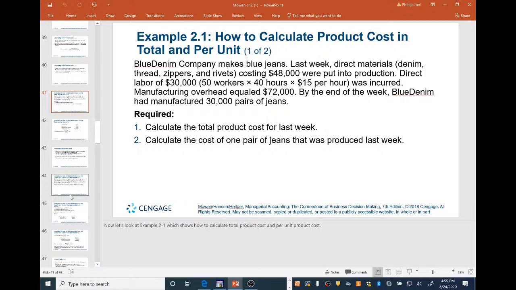Okay, so with that information given, try to go ahead and calculate the total product cost for last week. And when someone thinks that they have the answer, let me know what you end up with.